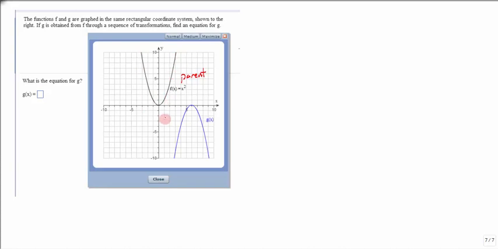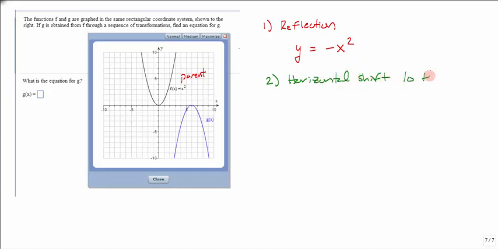Well, we can see that there's definitely a reflection going on here. So first of all, I see a reflection. So that's going to give me y equals negative x squared to get started. Then I see I have a horizontal movement, or shift, to the right, 6 units. Now remember, this will go in the argument of the function, but it's always opposite of what you think. So because we think it's to the right, we're going to write a minus 6 in.